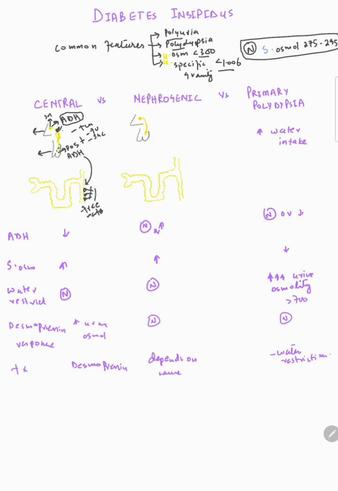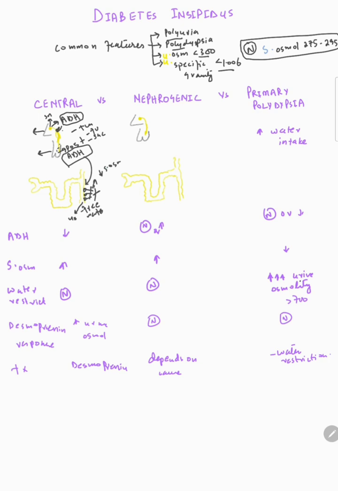If that free water is reabsorbed, what will happen in the serum and what will happen in the urine? If there is increased free water in the vessels, in the serum, obviously the osmolality will fall. Serum osmolality will fall, and the urine osmolality will be increased. But here we have a deficiency.